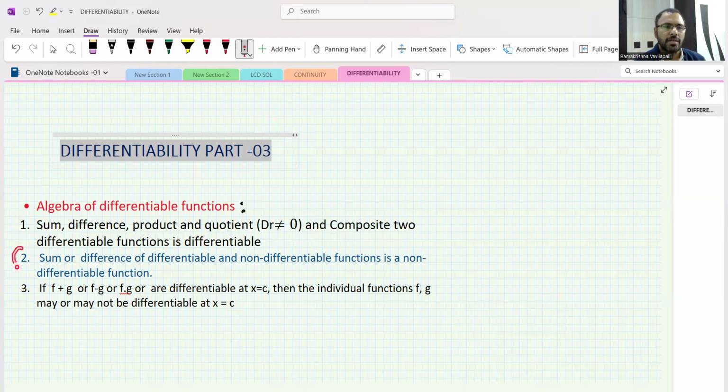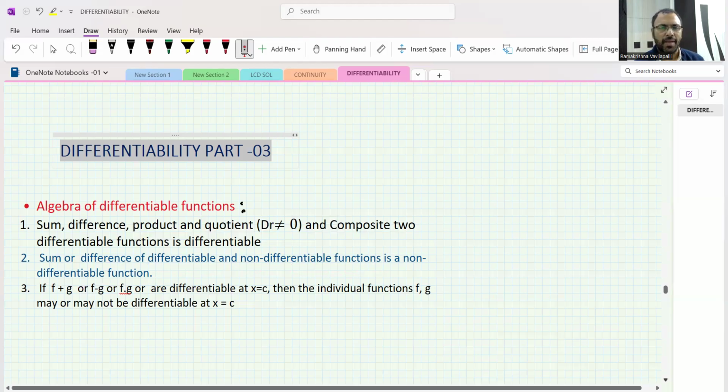The most important second point is that the sum or difference of a differentiable function and a non-differentiable function is a non-differentiable function. The sum of one differentiable function and one non-differentiable function is a non-differentiable function. Not product, remember, not product, only sum.